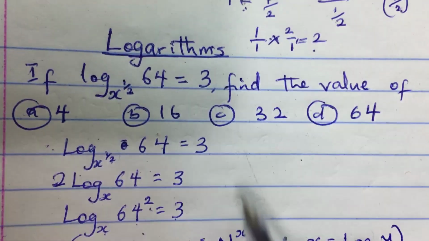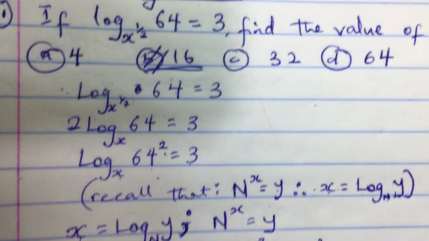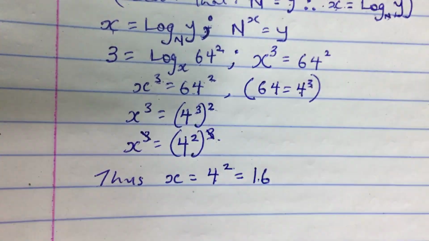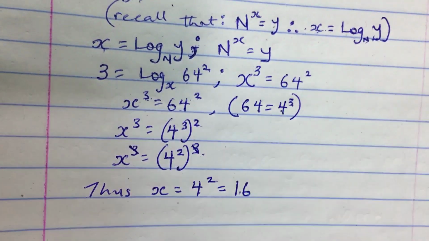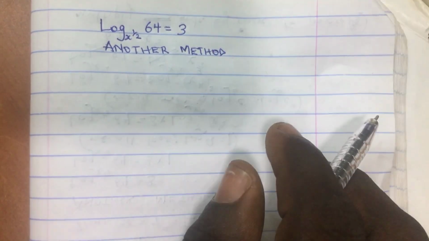Let's now go to our options. Our answer is option B. So that is how you solve a question like this. Although you can solve it in different ways, this is one of the ways you can solve this question. This is another method that I want to treat now.